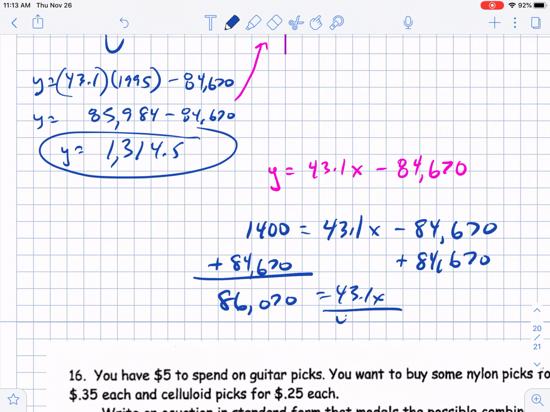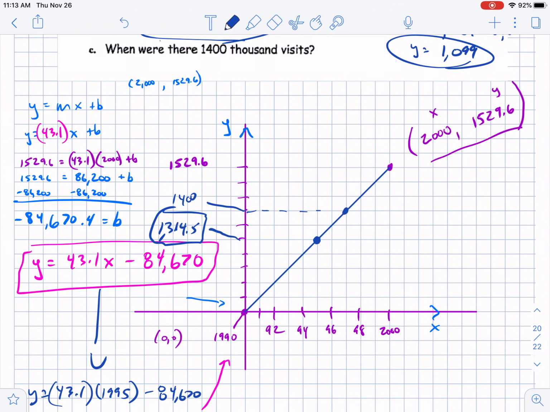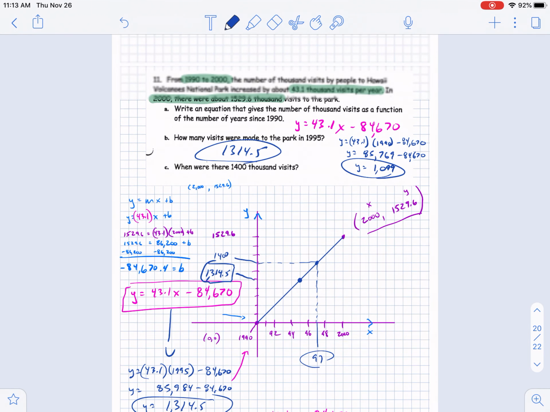How do I isolate x? I divide by 43.1, and I get 1996.98, which basically means 1997. And that would be right there. And that is 1400. 19.97. That's it, folks.